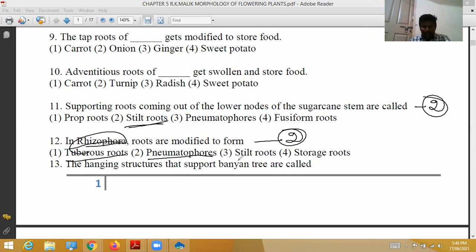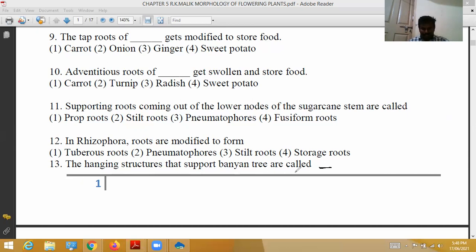Stilt roots are in sugarcane. Storage roots are generally located in some other rhizomes. So for the 12th question, the correct option is pneumatophores. Next, 13th question: the hanging structures that support the banyan tree are called prop roots.